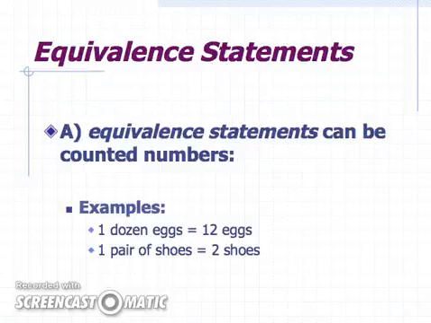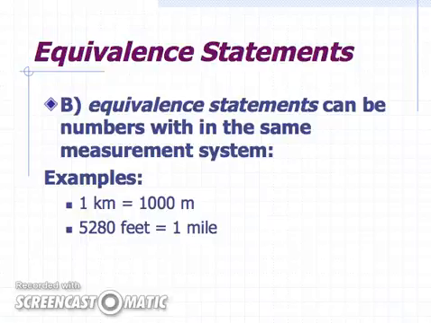The first one is counted numbers, just like the example of 1 dozen eggs equal to 12 eggs. Also, 1 pair of shoes is equivalent to 2 shoes. Notice how these items have been counted. There are 12, you can count them, 1, 2, 3, 4, all the way up to 12 eggs in 1 dozen. The next type of equivalent statement is one in which the numbers are in the same measurement system.